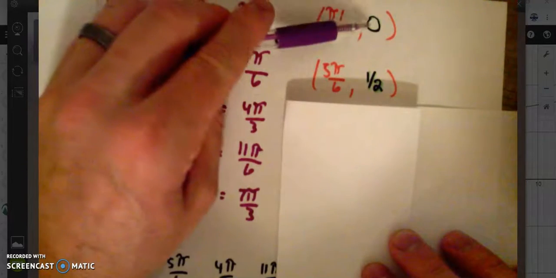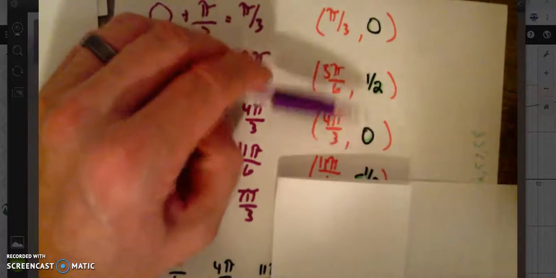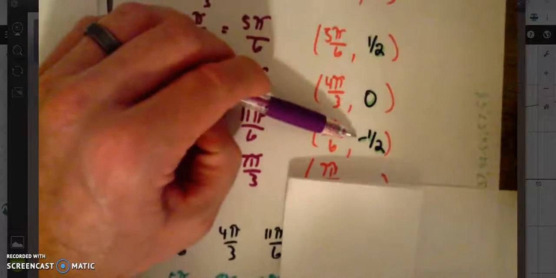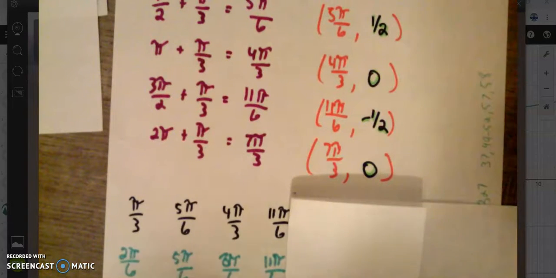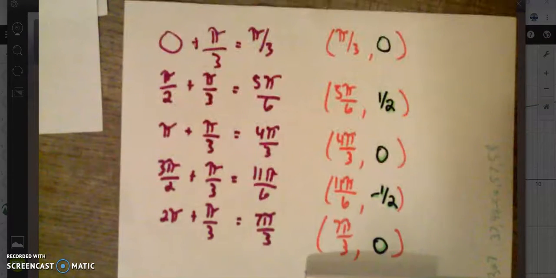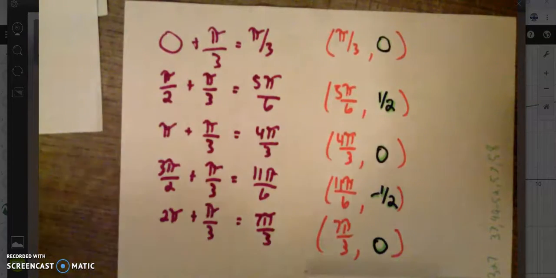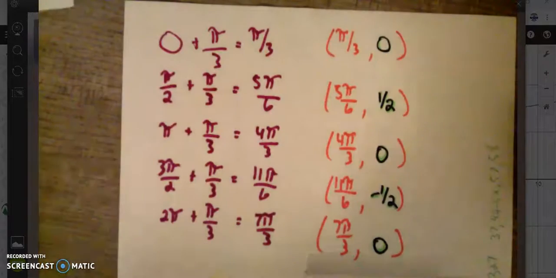It's a sine curve. Starts from the node and then goes up to the antinode, back to the node, down to the minimum, back to the middle again. Okay, I'm bouncing back and forth between these vocab words. So we have our points. That would be 1 period. Fantastic. We could plot those, and we've done what we set out to do, which was graph 1 period of y equals 1/2 sine of x minus pi over 3.